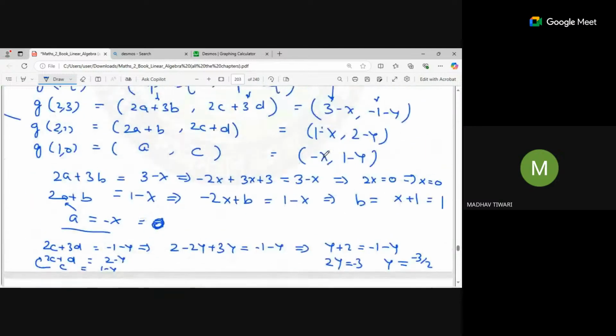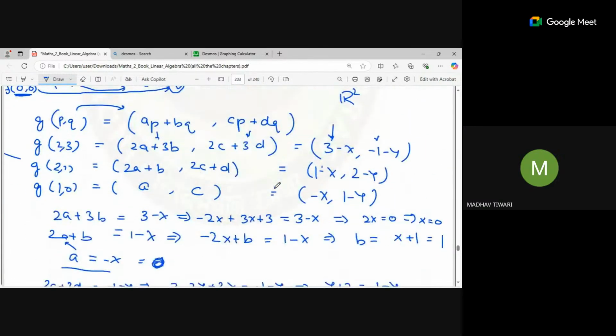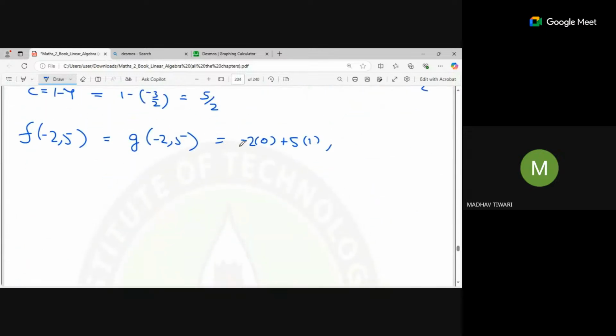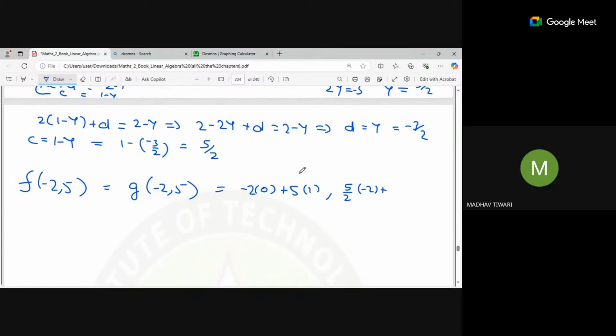And what will be my second component? c times p and d times q. So the c value is 5 by 2, so 5 by 2 times this -2, plus d, whose value is -3 by 2, so -3 by 2 times this 5, right? This will be my linear transformation. So if I add this part, I got 5 here and -5 minus 15 by 2.